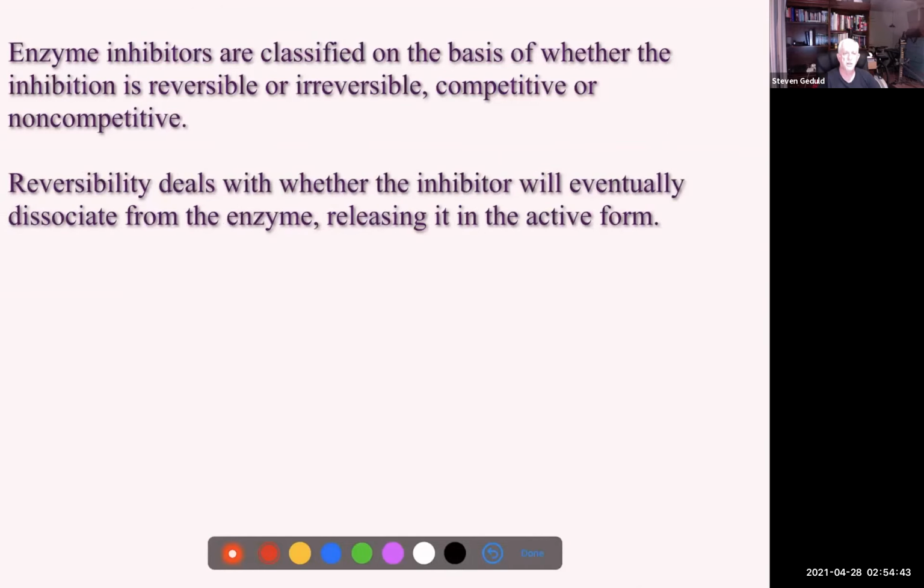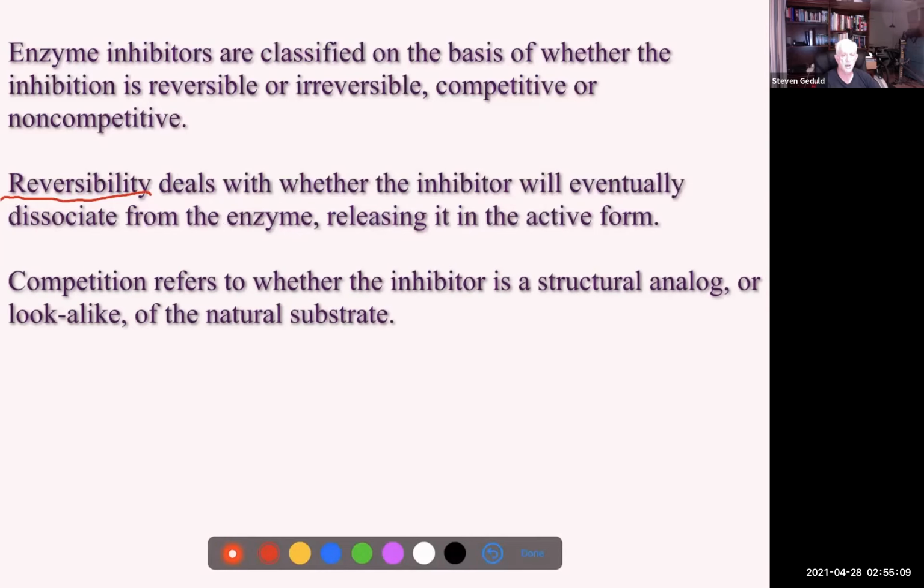Okay. So reversibility deals with whether the inhibitor will eventually dissociate from the enzyme, releasing it in the active form. That's reversibility. So what's inhibiting it can eventually break off, causing the active site to become active again.